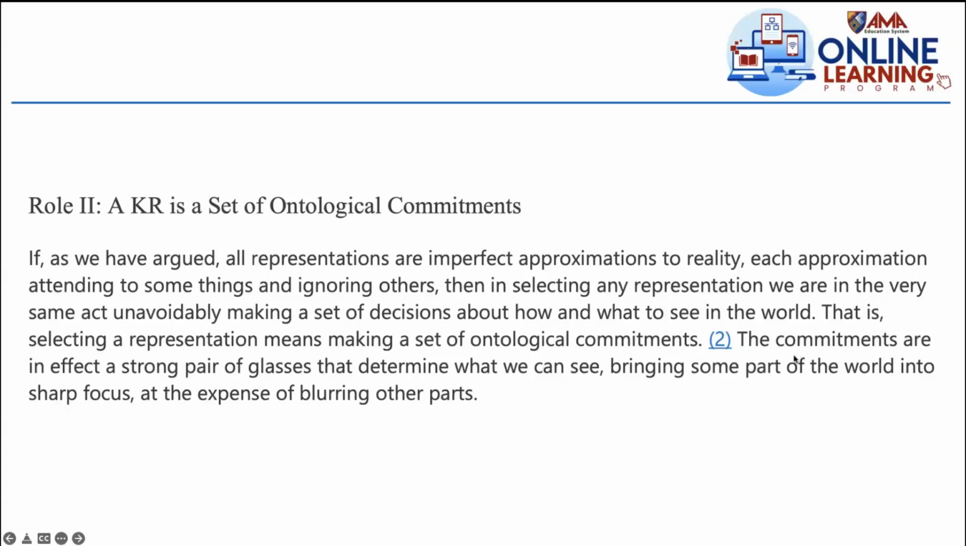The commitments are in effect a strong pair of glasses that determine what we can see, bringing some part of the world into our focus at the expense of blurring others. So that's it. If you select, because you're the one who's going to develop, right? Humans will be the ones to develop the AI machines. So in effect, a human will be the one to decide.